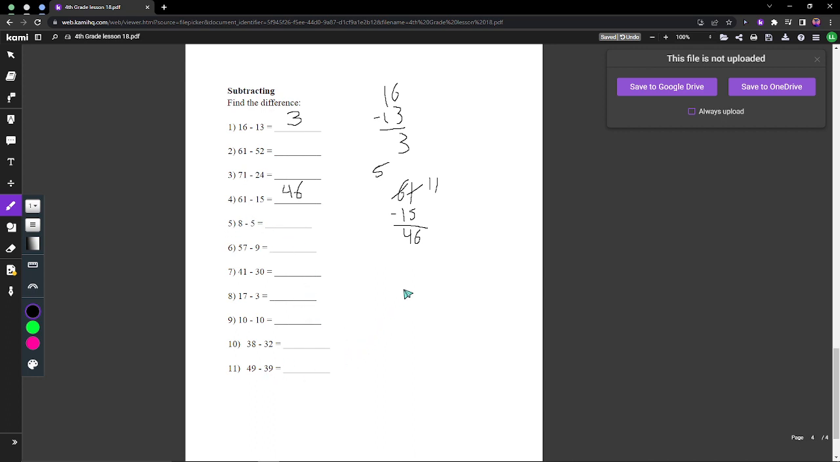Let's go with something like 7. So we got 41 minus 30. So we can turn this, and then we can borrow. So we know 1 minus 0 is just 1, 4 minus 3 is just 1, so we just get 11.